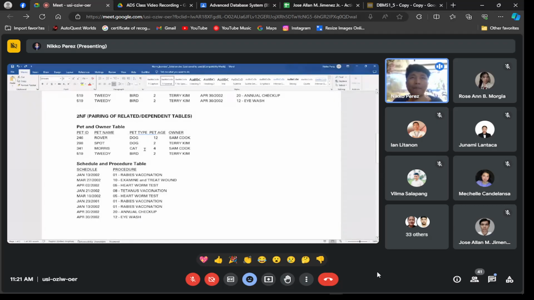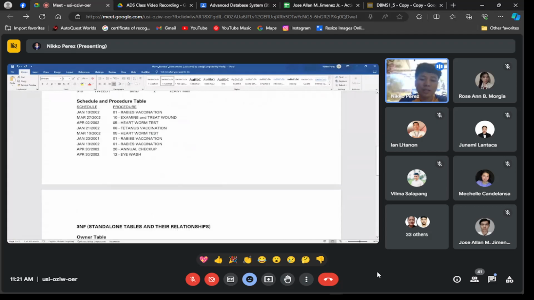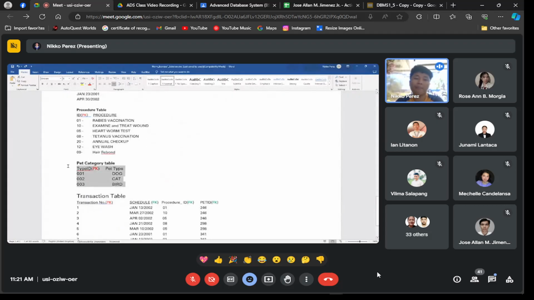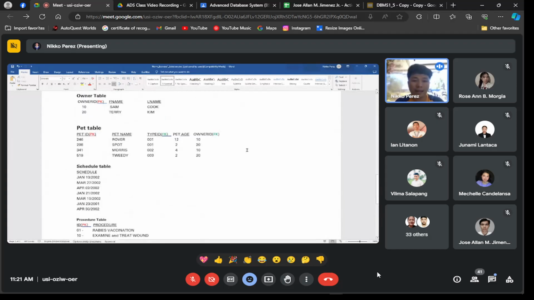Right? Let's say, for example, there are 100 dogs. 100 pets, but their type is dog. So the dog value is repeated 100 times. Same with cat, bird, and so on and so forth. That's why we created a pet category table. Ayun. So, the pet category table. We assign type IDs: 001 means dog, 002 means cat, and 003 means bird.